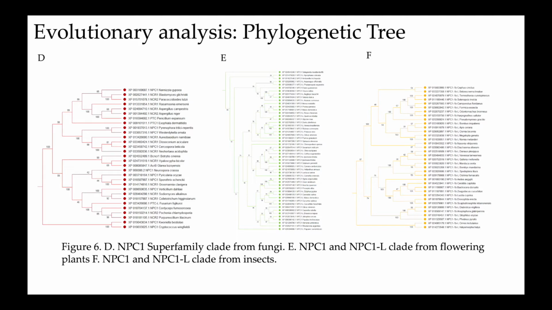Next, we have the final 3 clades from the large phylogenetic tree. D, the first one on the slide, is a superfamily from NPC1, so not NPC1 or NPC1-like. Some NPC1 and NPC1-likes are there, but not all of them are those. From fungi, E is a mixed NPC1, NPC1-like clade from flowering plants, which is actually pretty cool. And then the last clade is a mixed NPC1 and NPC1-like clade from insects.